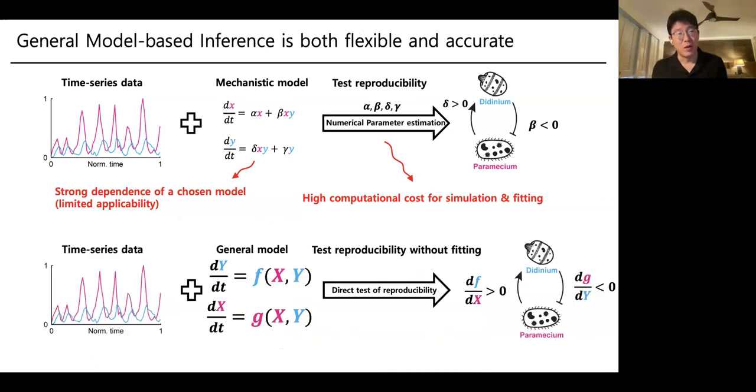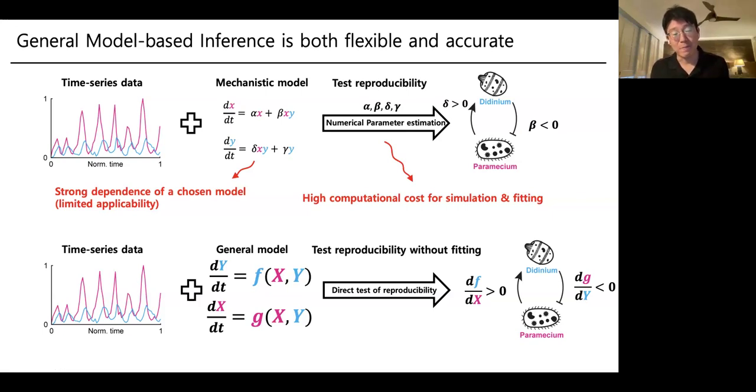We call it general model-based inference. So what is general model inference? We will not write down any specific equation. We will just write down the most general form of the differential equation. In the 2D case, it will be f of x and y, and g of x and y. And f and g could be any smooth function, although we don't know what it is.